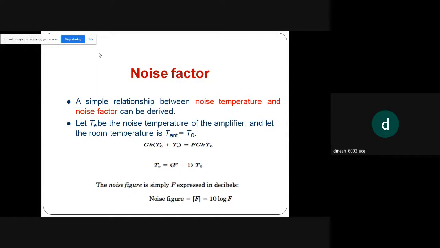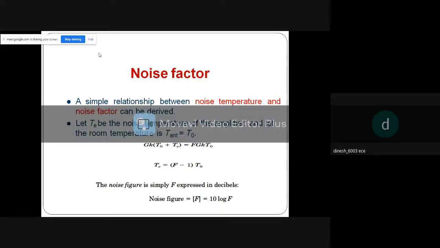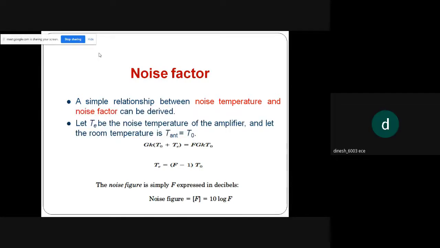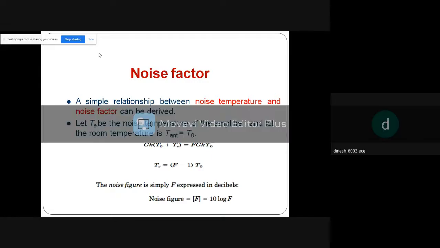Let T_E be the noise temperature of the amplifier, and the antenna temperature is equal to T naught. So we can get G K T naught plus T_E, which is F G K T naught. So T_E is equal to (F minus 1) times T naught. The noise figure is simply represented in decibels: noise figure is 10 log F.